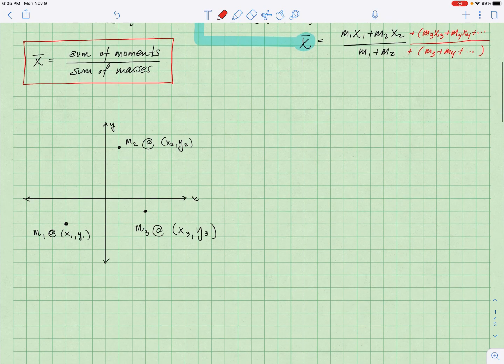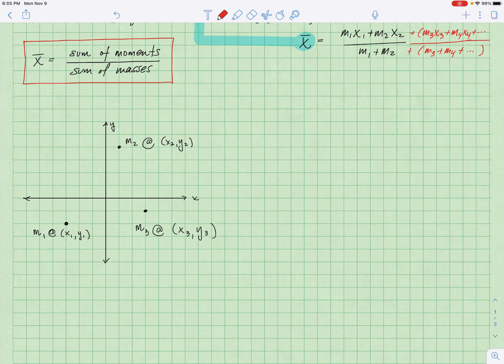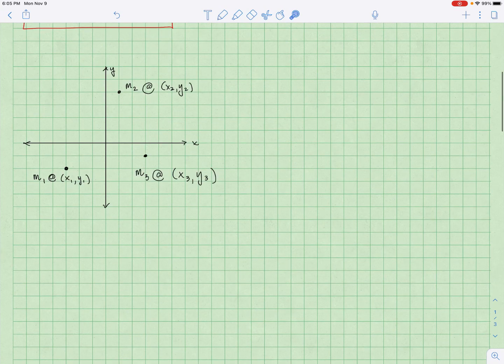So why wouldn't it be true in the y direction as well? In fact, why couldn't we go ahead and find the center of mass in a two-dimensional problem? So what are we talking about here? Down here in this next little diagram, I have three masses, mass 1 at x1, y1, mass 2 at x2, y2, and mass 3 at x3, y3. And what I want to do is find their centroid, or their center of mass. We're not talking about centroids yet.